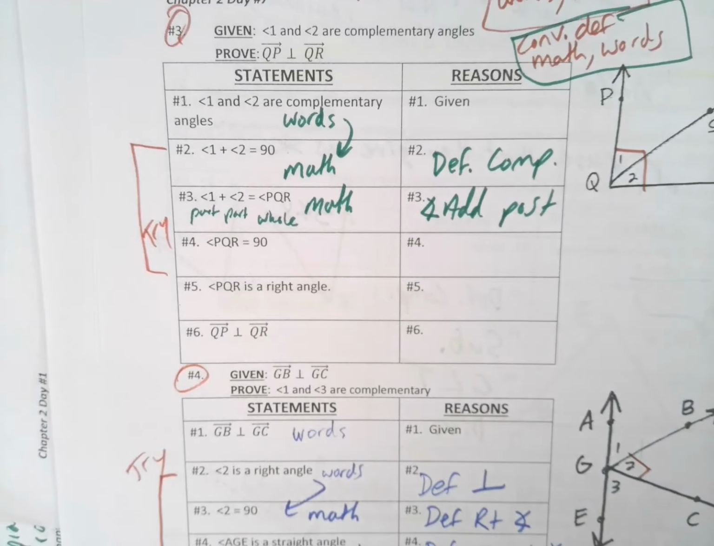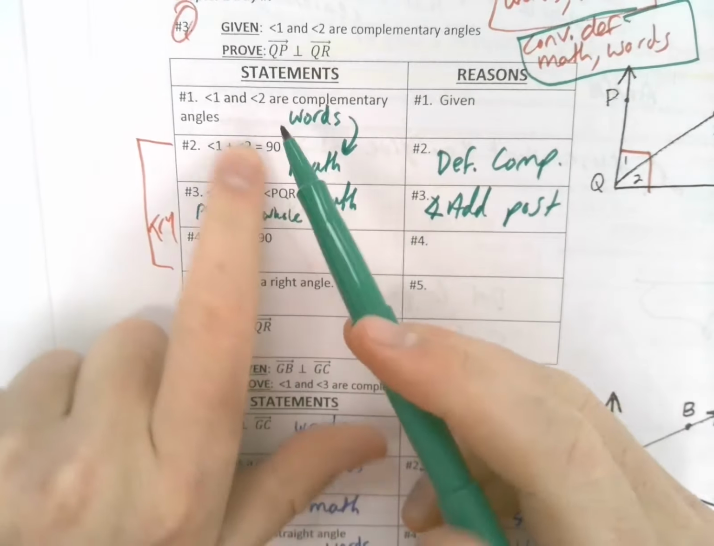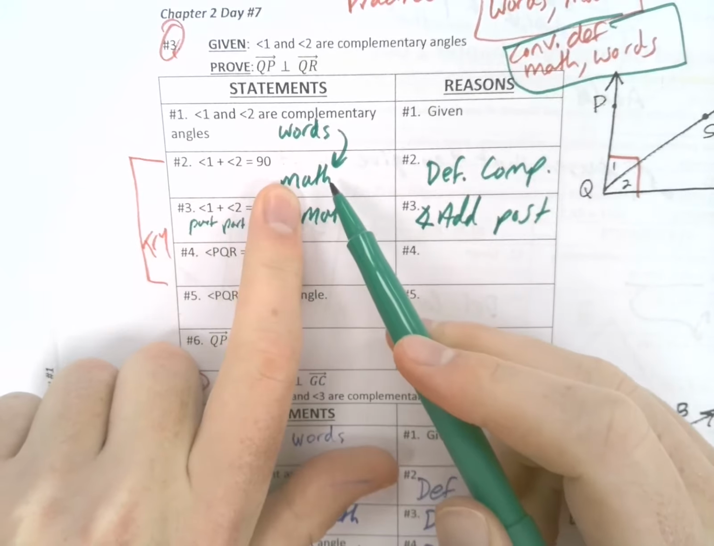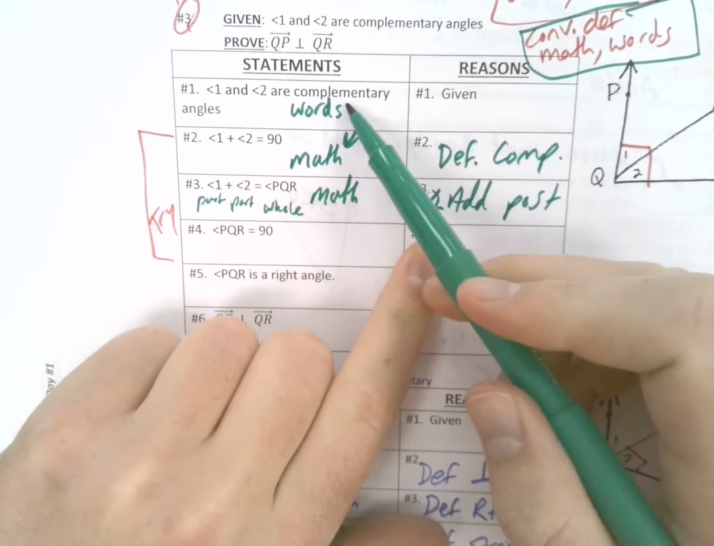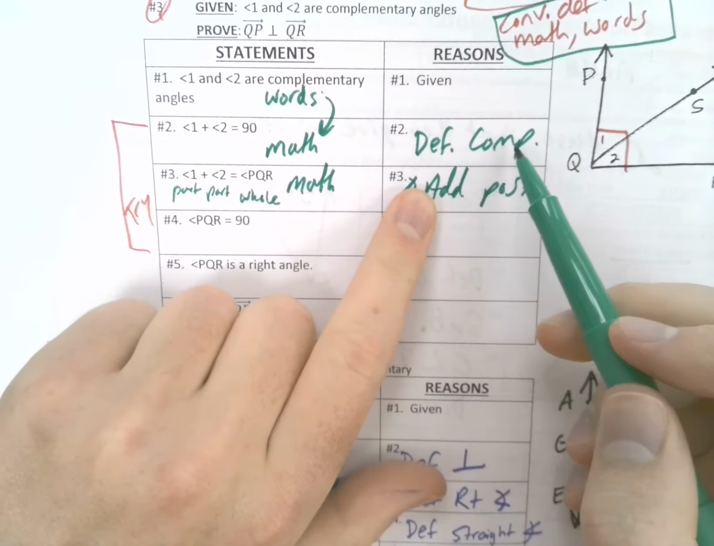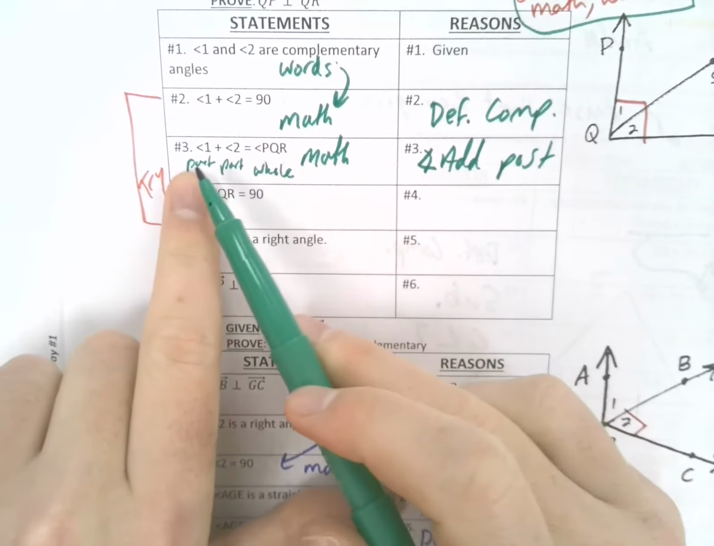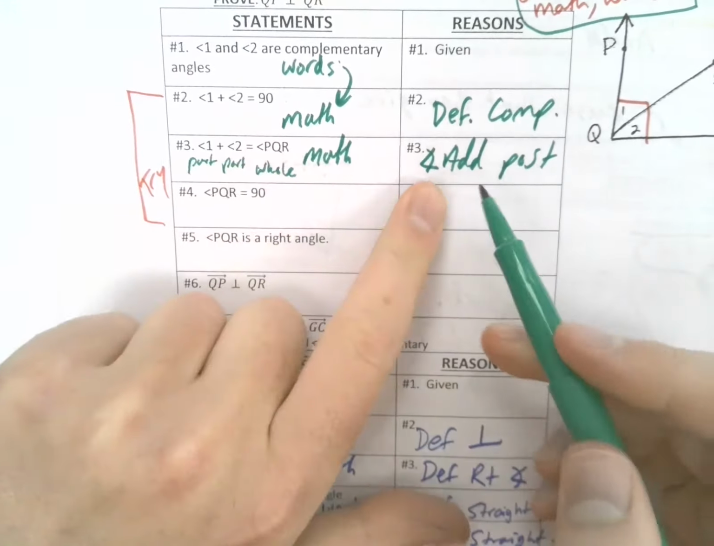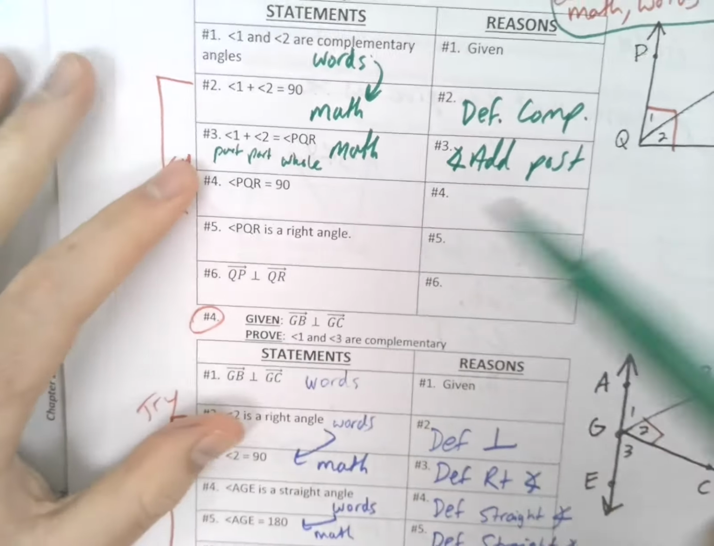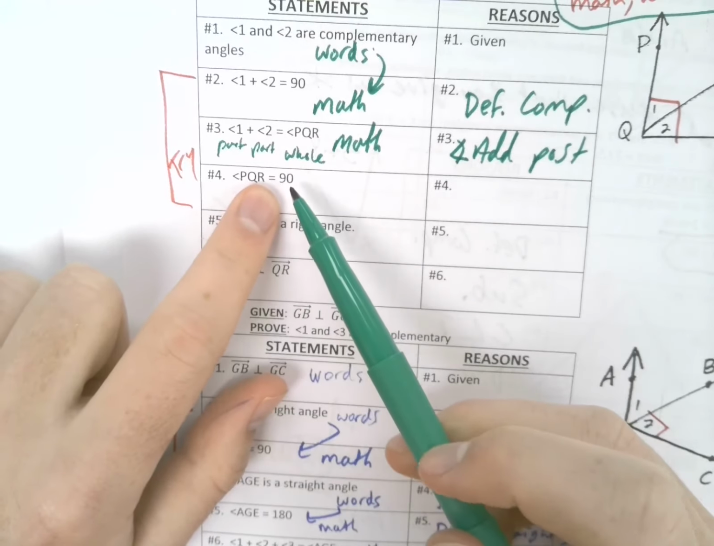So let's look at number 3 first, guys. We know that PQR, 1 and 2 are complementary, that's given. So that means 1 and 2 equal 90. That's definition. Remember, we had words then math, straight definition of complementary angles. Well, then we're told that part plus part is going to equal the whole. That's angle addition postulate.